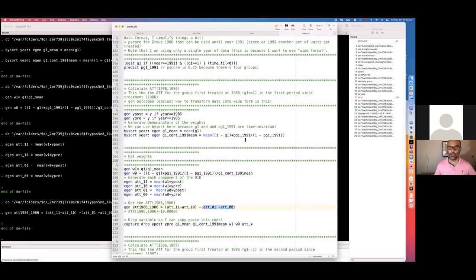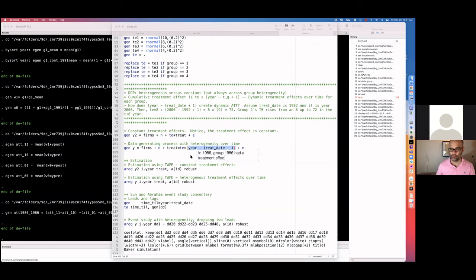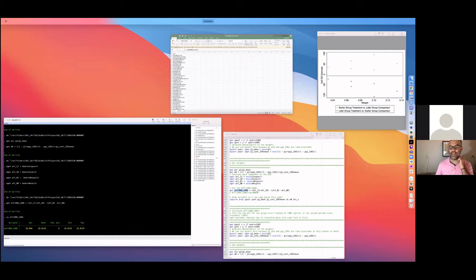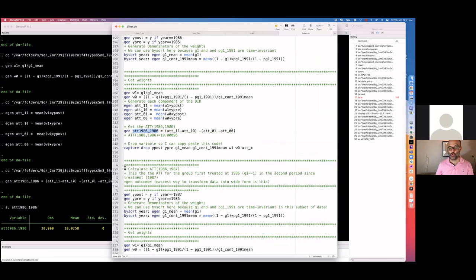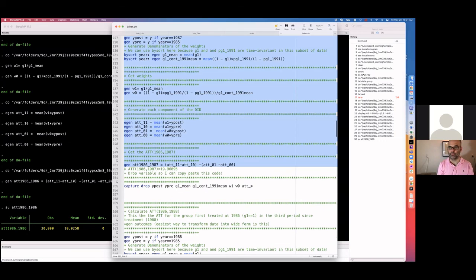Now remember, go back up here. In 1986, group 1986 had a treatment effect of 10. You can see it because this was a 10 times a 1, because that right there turns out to be a 1. So let's see if we get a 10. We get a 10. Let's do it again. We know that in 1987, it should be a 20. Let's see if we get a 20. We get a 20. Okay.